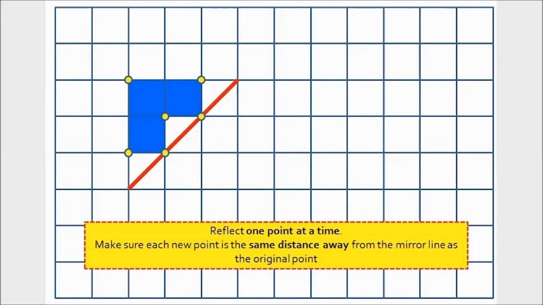Here we have another example. This time we have a diagonal mirror line. Don't be alarmed, it's a little more tricky, but it's exactly the same. We have to reflect the shape 1 point at a time, ensuring that each new point is exactly the same distance away from the mirror line.